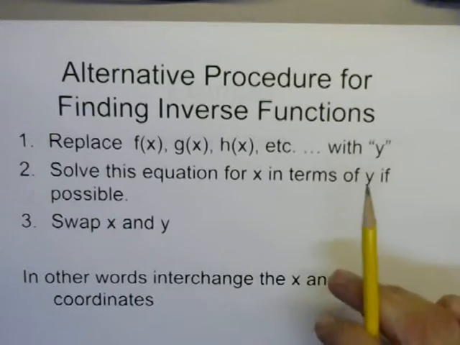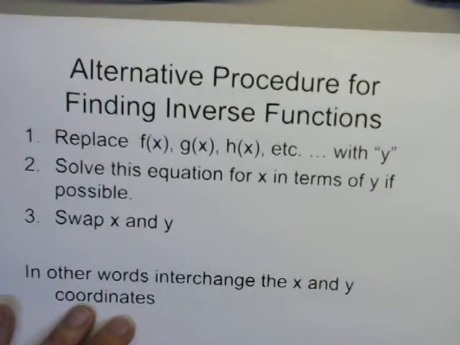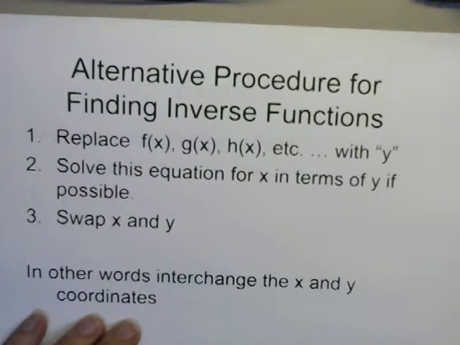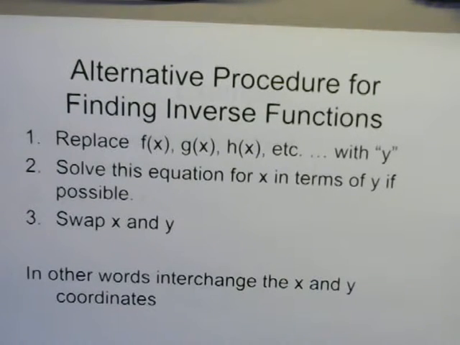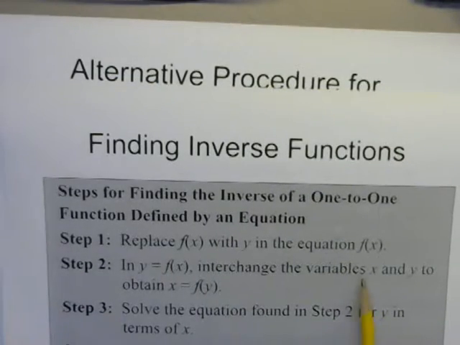Now there is an alternative procedure for doing this. If you don't like that procedure, you can replace the function name with y again, and then solve that equation for x in terms of y, and then swap x and y. So the difference here is that for the first procedure, you interchange x and y first, and then you solve.